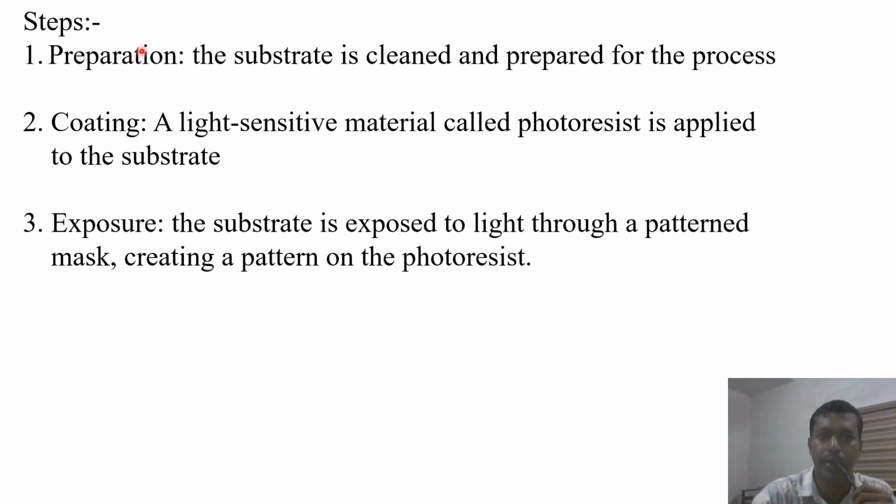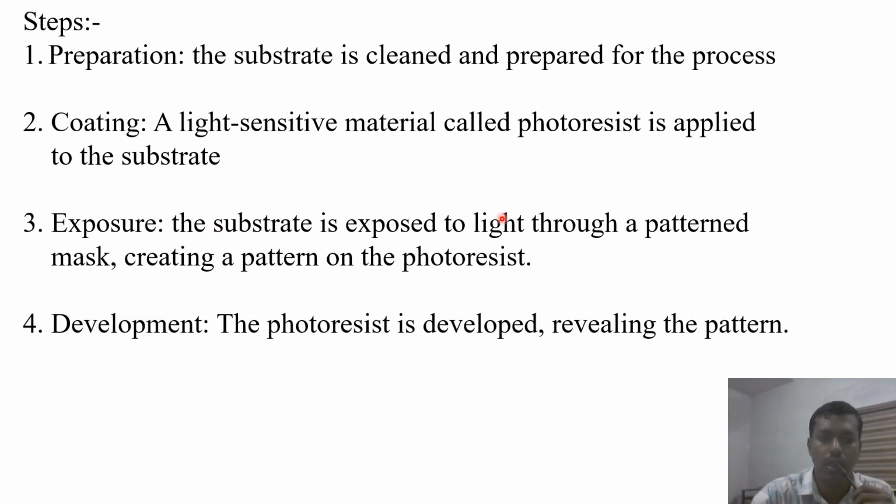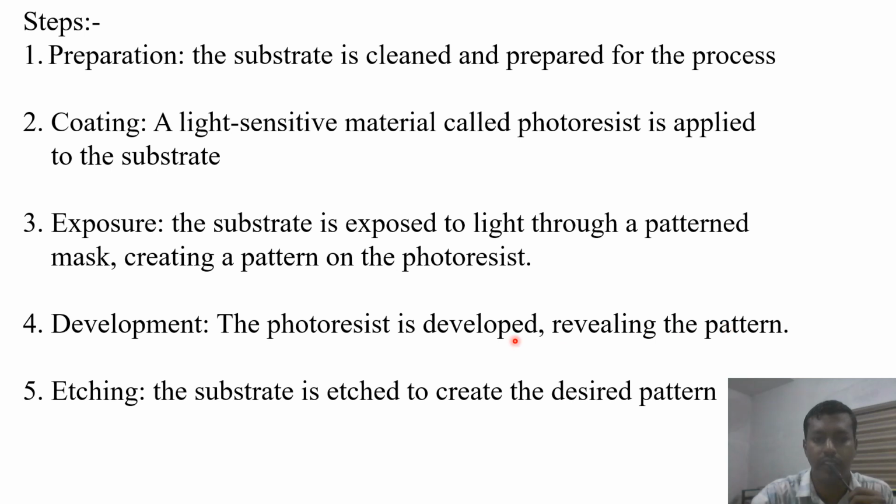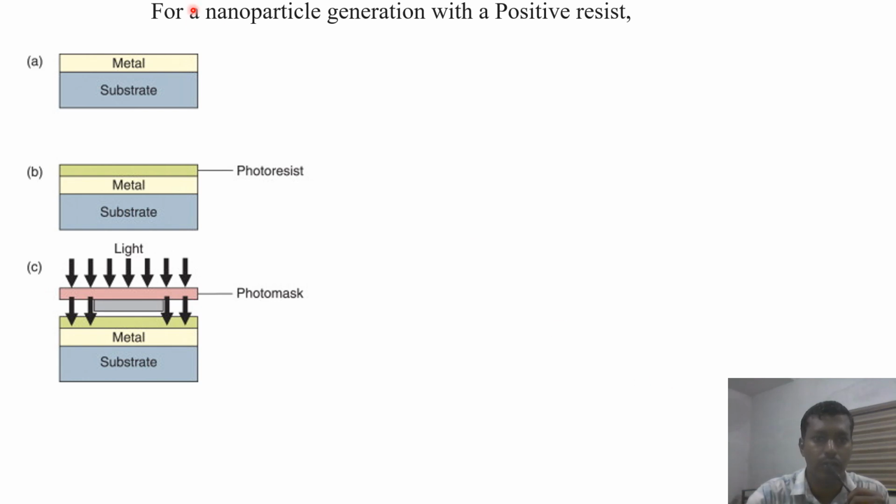So first we prepare the substrate, then coat it with photoresist, then expose it to light, then development. The photoresist is developed, revealing the pattern. Then finally etching, in which the substrate is etched to create the desired pattern. So these are the major steps of the photolithography process.